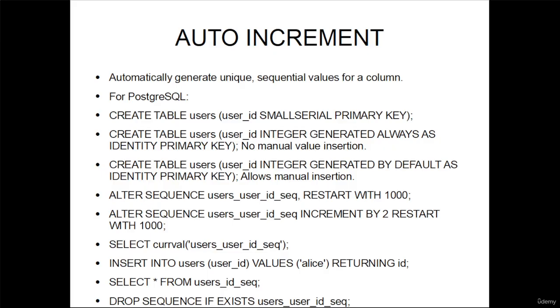To set a starting value for auto-increment in Postgres: ALTER SEQUENCE user_id_seq RESTART WITH 1000. To change the increment value, for instance to 2: ALTER SEQUENCE user_id_seq INCREMENT BY 2 RESTART WITH 1000. To view the last inserted auto-increment value in Postgres, SELECT currval('user_id_seq'), or use the INSERT statement with RETURNING user_id.